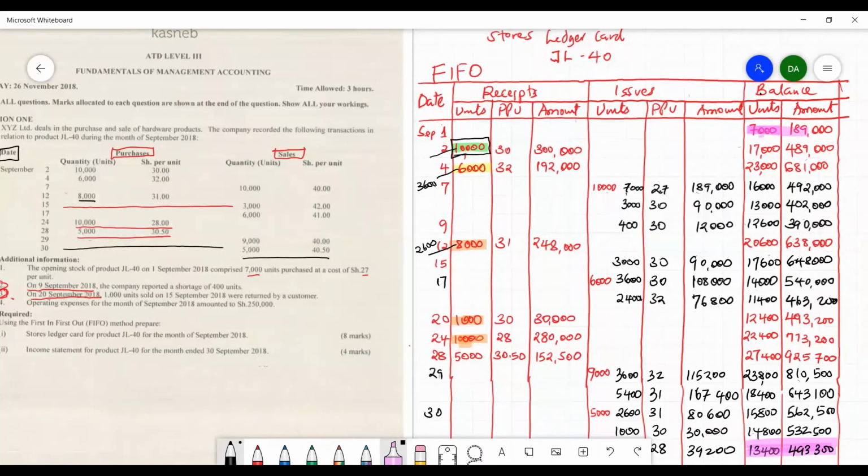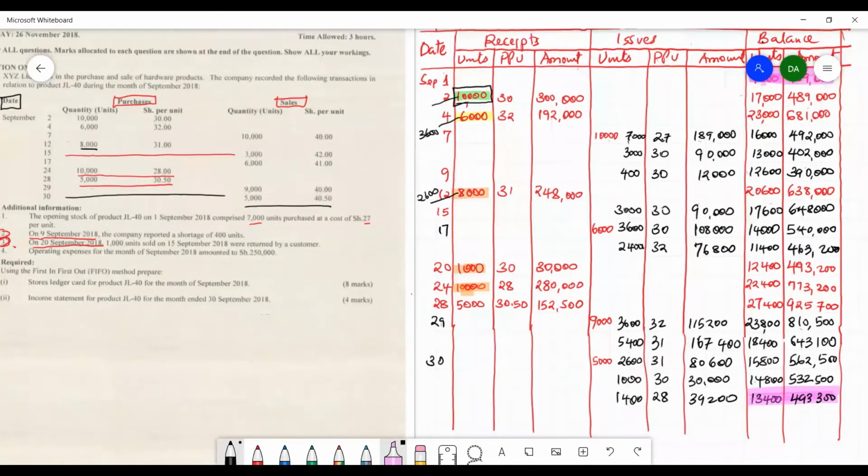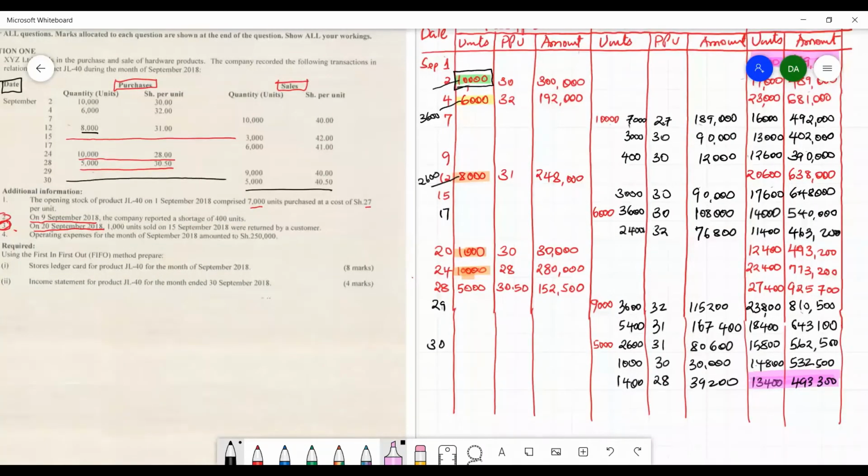The opening stock for this particular month was equal to 7,000 units, which equals 189,000. To determine total purchases for the month of September 2018, we will have to determine the total amount for the receipts. That is the total for this column, the total purchases for this month: 1,202,500.